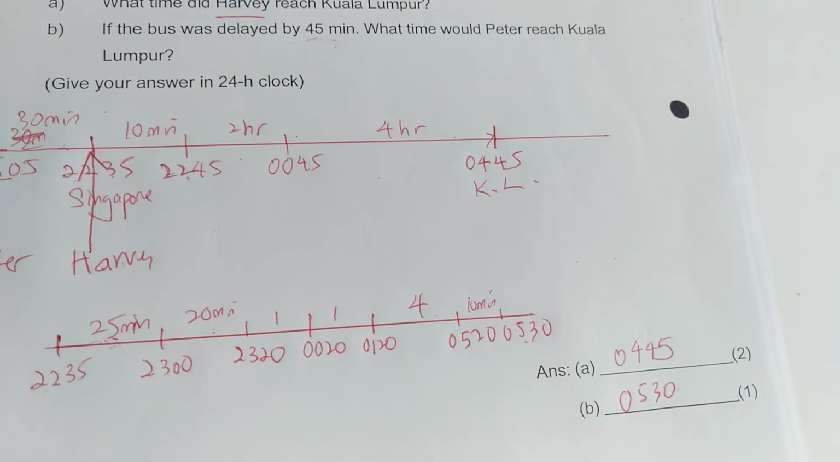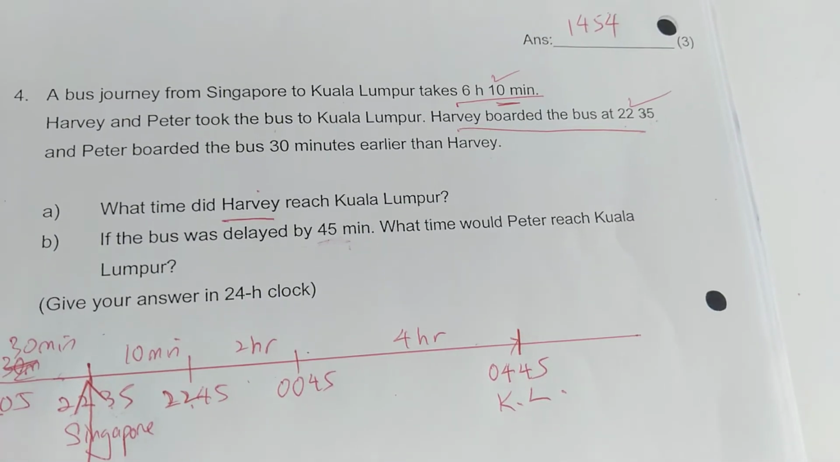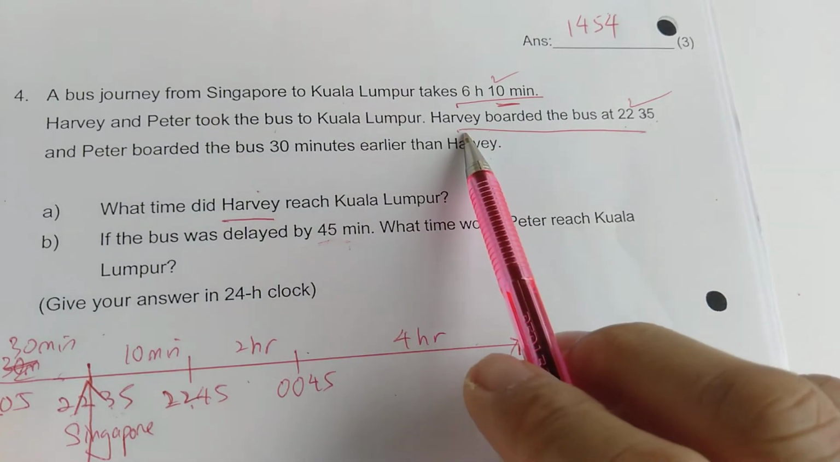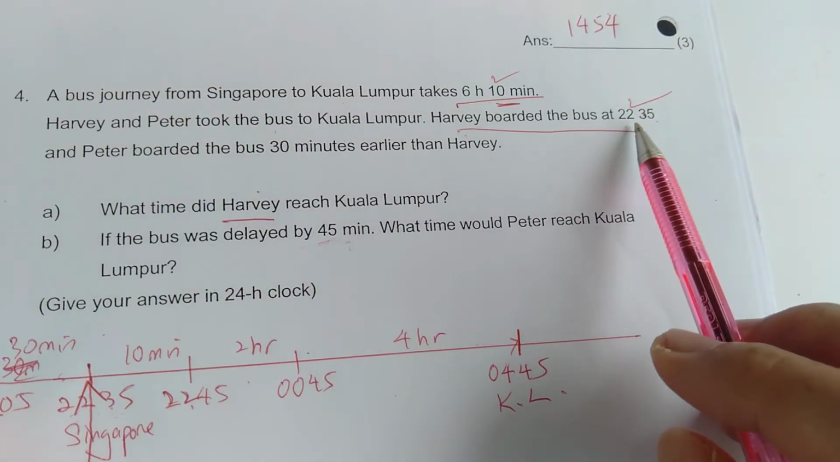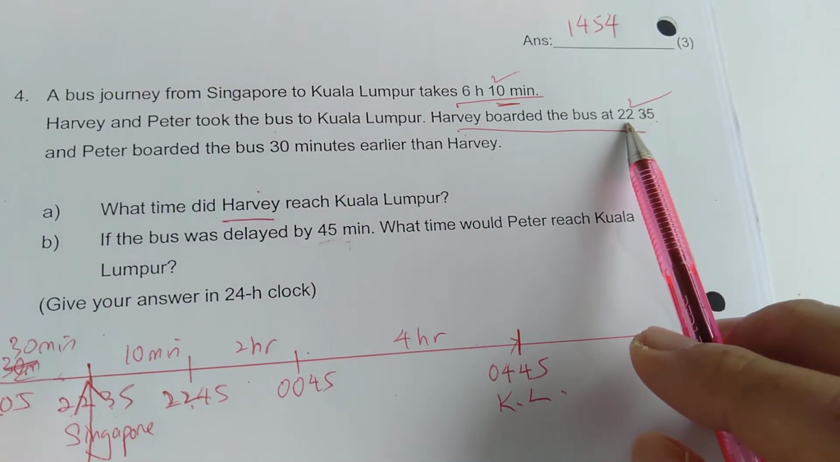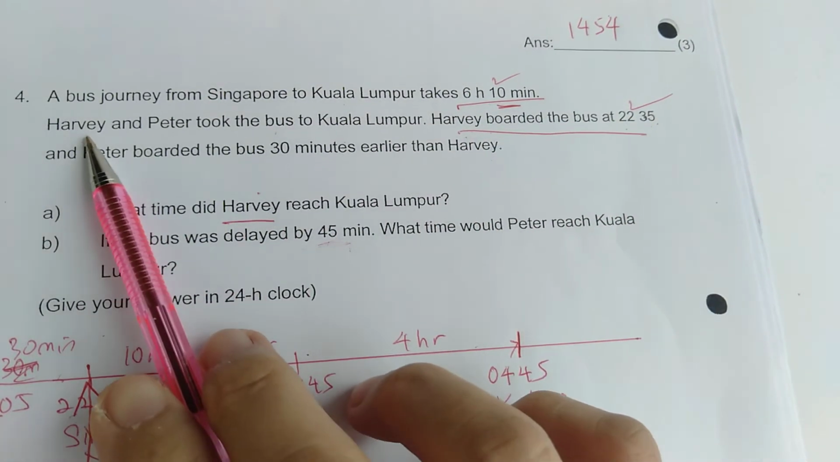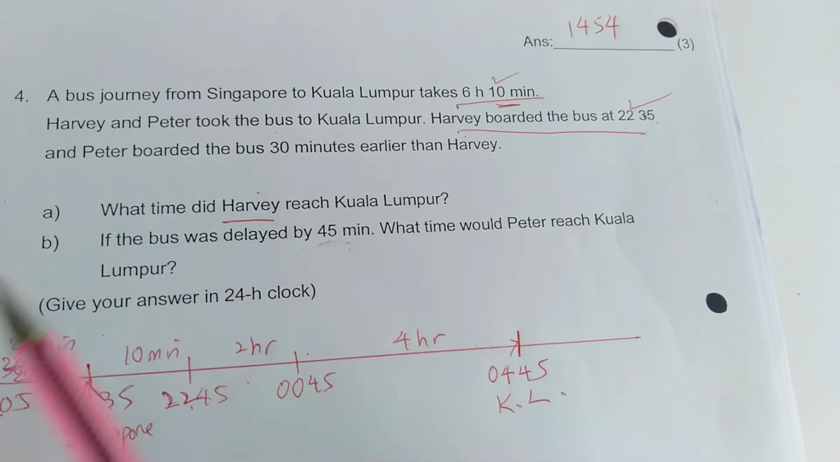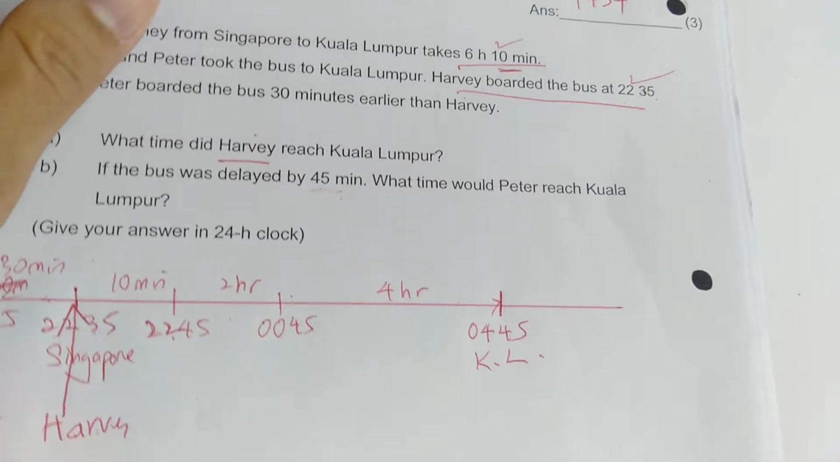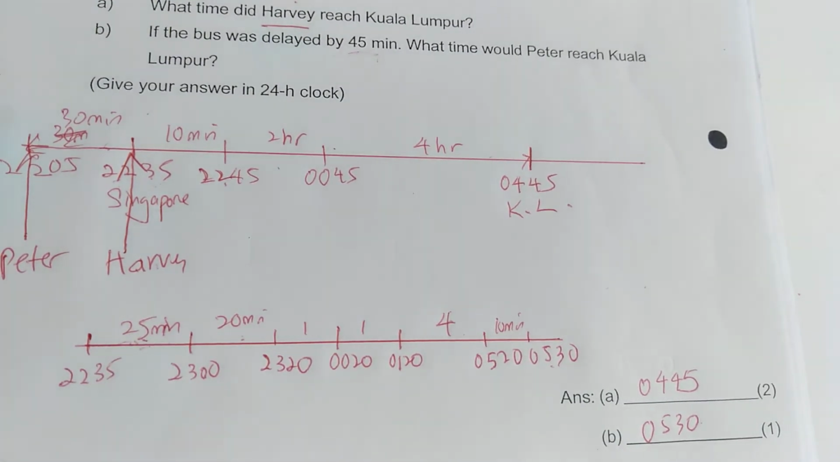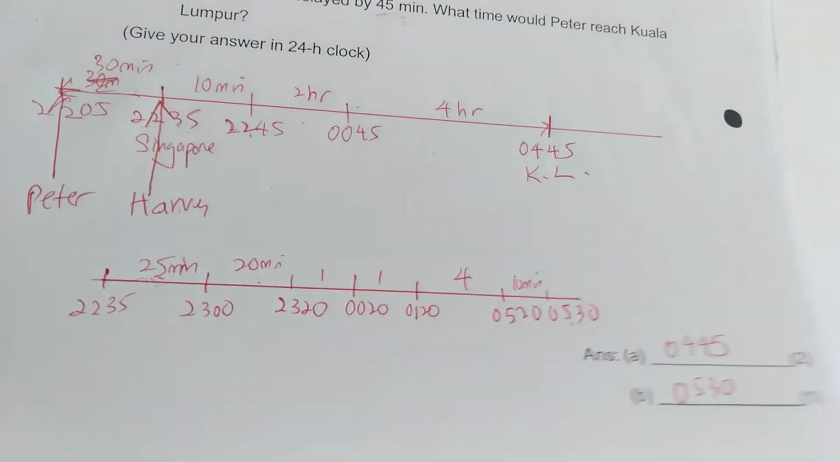Now, if this question were changed slightly, as in there are 2 buses, and Harvey boarded 1 bus that left at this time, and Peter boarded a different bus, then that is a different story altogether. Then it will require a different solution. But here, this is how I will solve this based on my explanation and my understanding of this question.